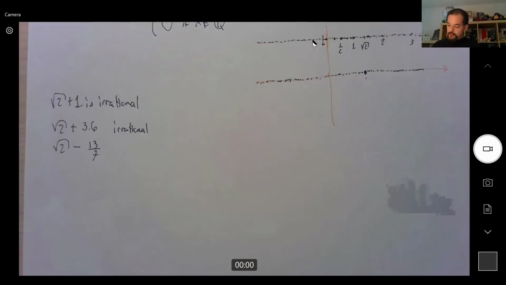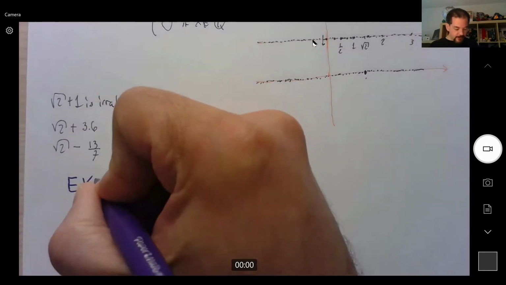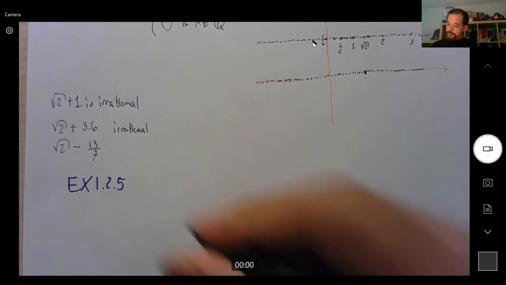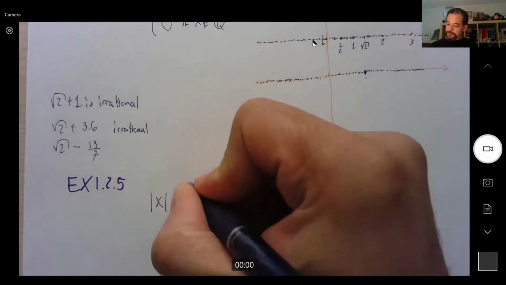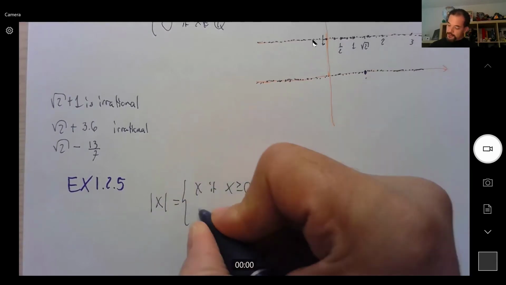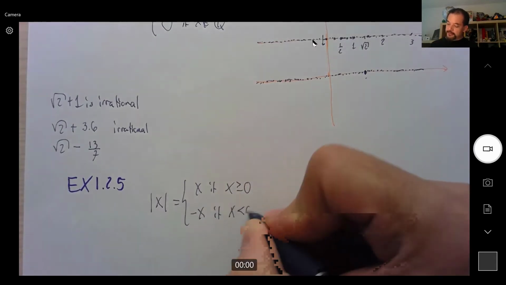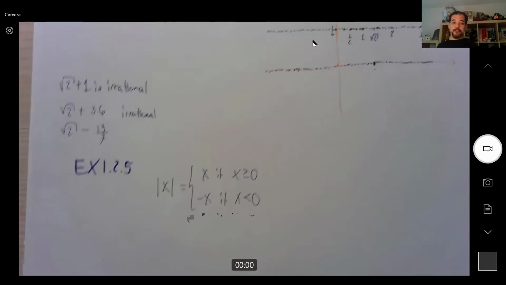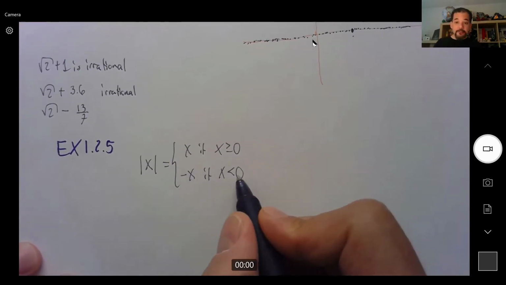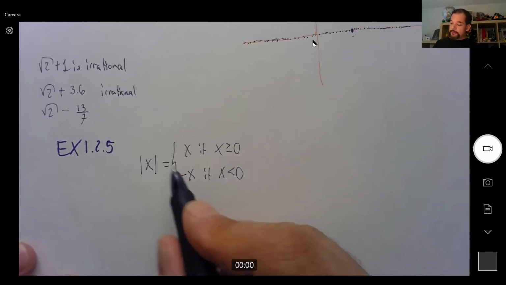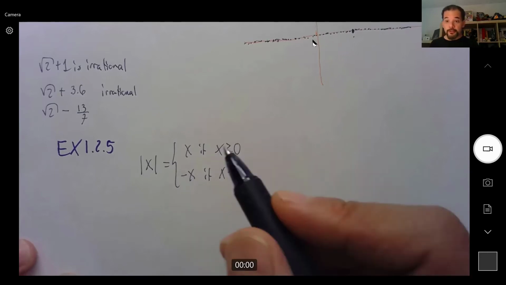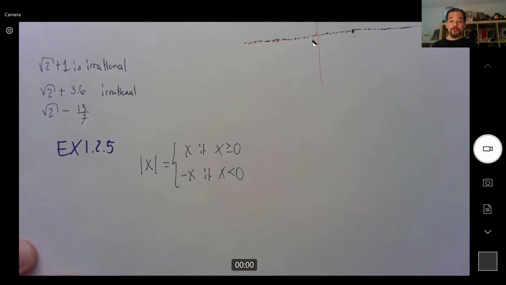Okay, now another important definition that we should know at this point is example 1.2.5, the absolute value function. So the absolute value is defined as x if x is greater than or equal to 0, and negative x if x is less than 0. And be careful here, because even though I said negative x, this only happens when x itself is negative. So when you do the absolute value of a negative number, you put another negative sign before it, which has the effect of making it positive, right?